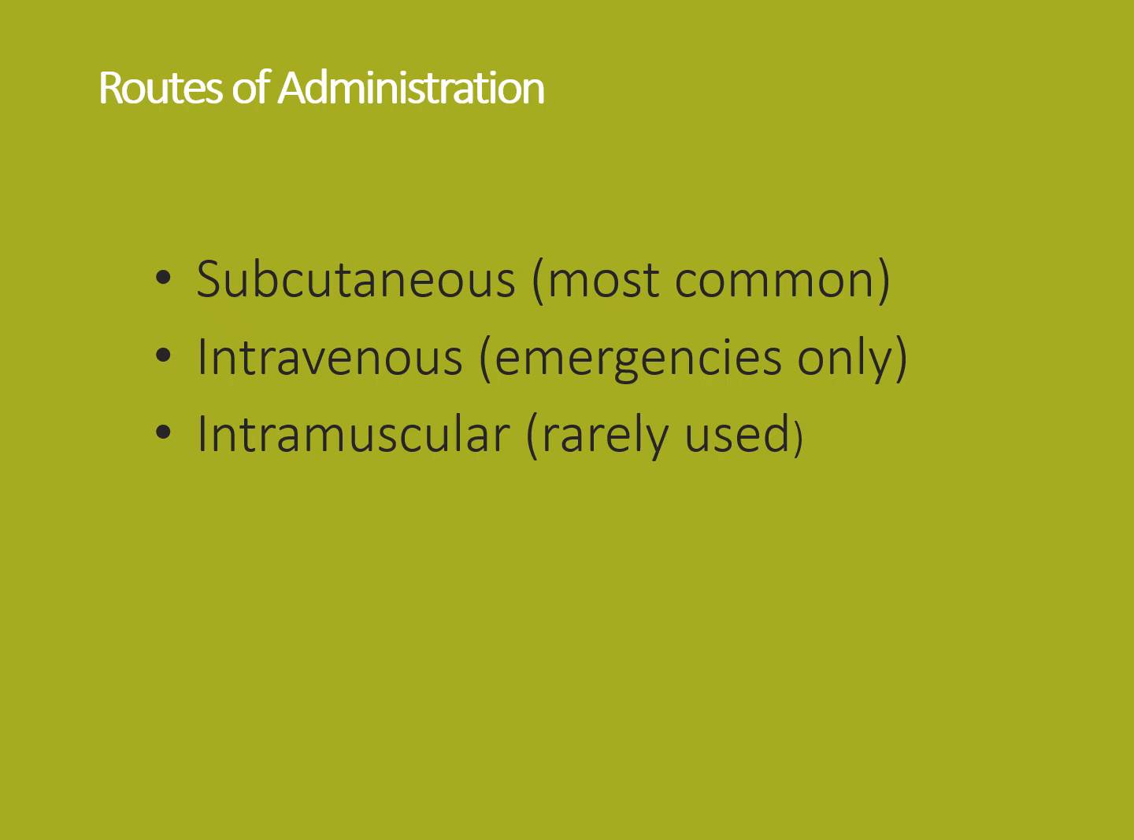So normal routes of administration of insulin are subcutaneous, which is the most common one, and then we have intravenous, which is usually used in emergency situations, then intramuscular, which is technically rarely used. Mostly subcutaneous at an angle of 45 degrees is used. Then we have intravenous, where we go into the vein, at 90 degrees. Intramuscular is rarely used.